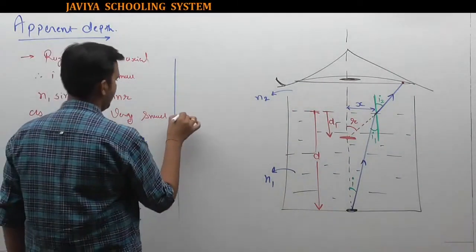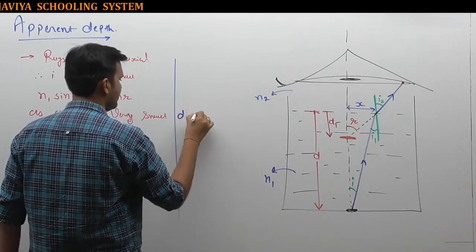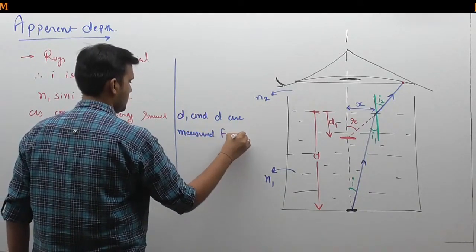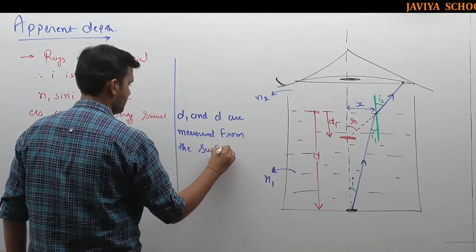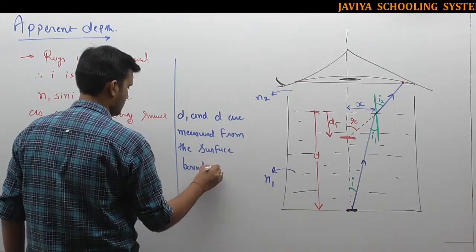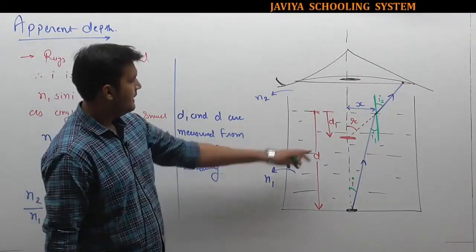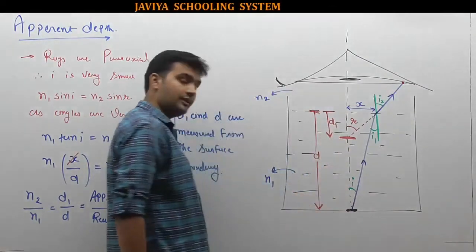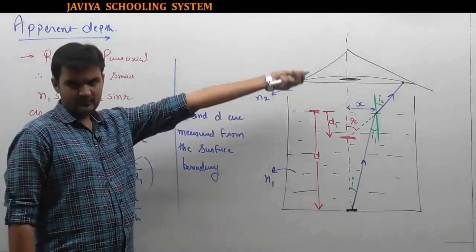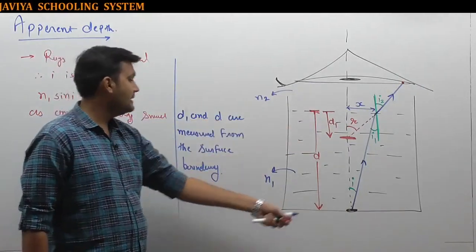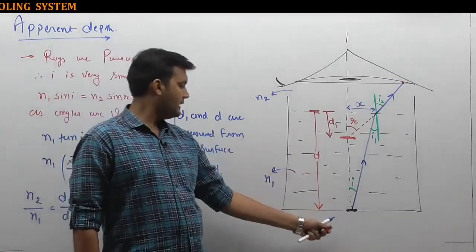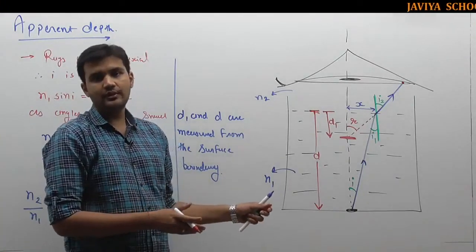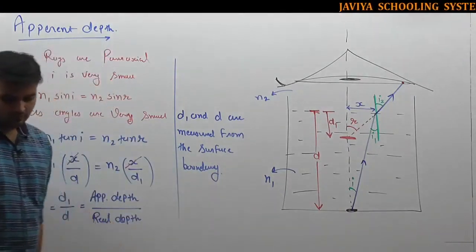And here one should make a note that d1 and d are measured from the surface boundary. That is why I showed the flat surface at the back. You saw? From here to here, from here to here. This is very important. From where you are measuring? From the surface. Many people measure from the bottom, then things change. Be careful: if you measure from here, this d will remain, but this will change. So be careful where you measure while deriving. All distances are measured from the surface of the boundary.